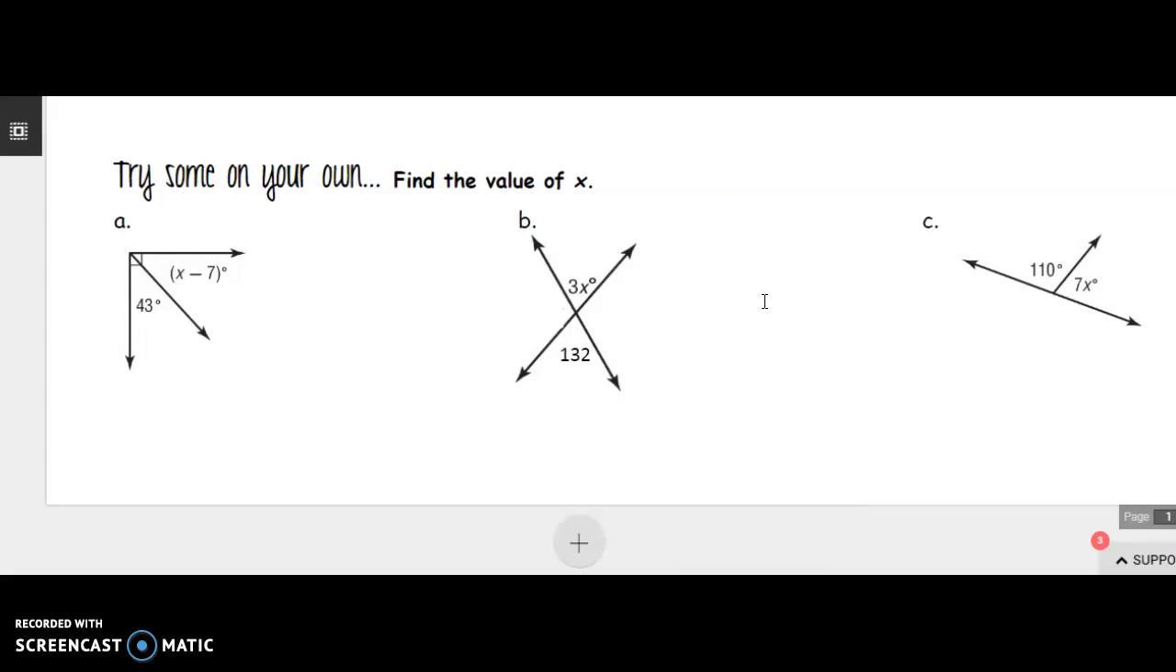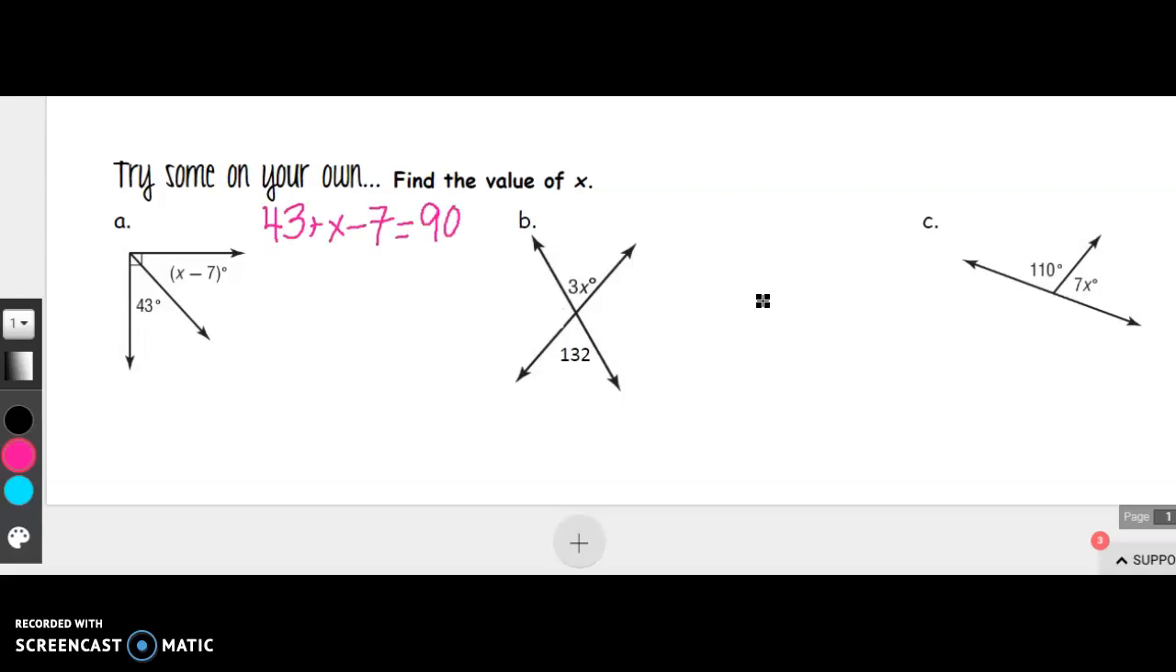Okay, so we see for A that it is a right angle. So it has that little box. So we know that 43 and x minus 7 both added together have to equal 90. So we're going to put 43 plus x minus 7 equal to 90. I'm going to combine my 43 and my minus 7. So 43, let me get my calculator, minus 7 gives me 36. So x is over on here.